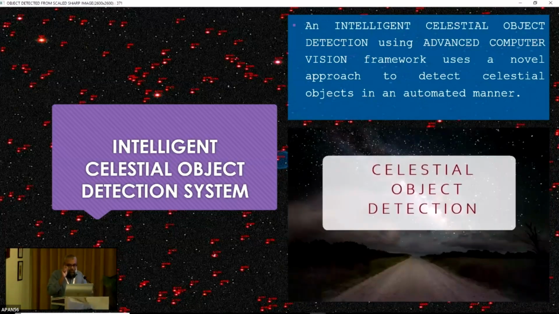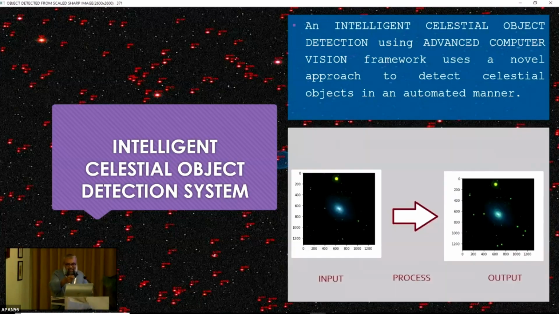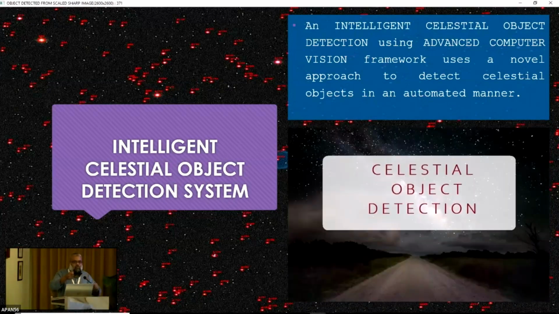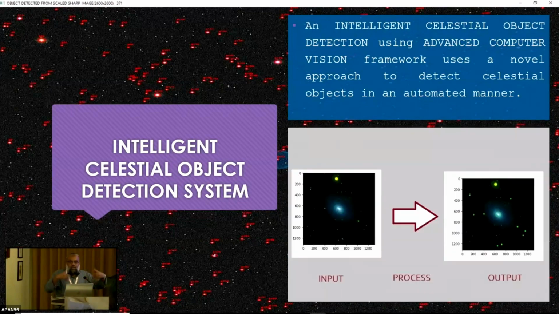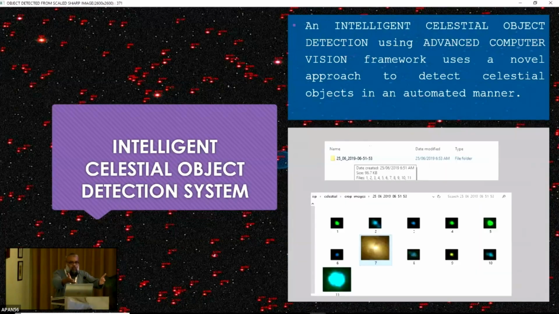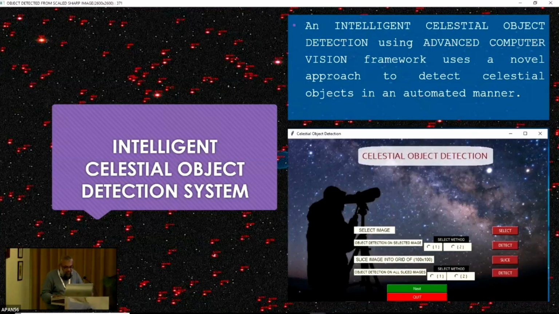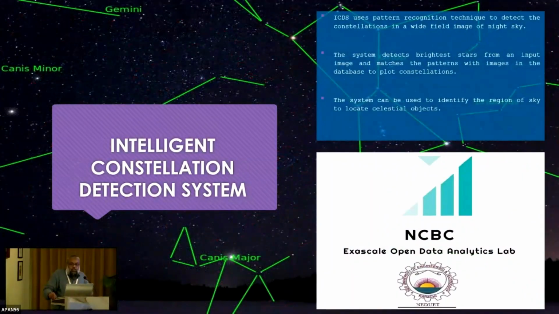To count that, it's important to use machine learning. Here you are using big data analytics and applying the actual information. Now you can extend the same approach. For example, if any satellite is giving you an image, you can apply the algorithm and find how many objects are in it. Further on, an intelligent constellation detection system.